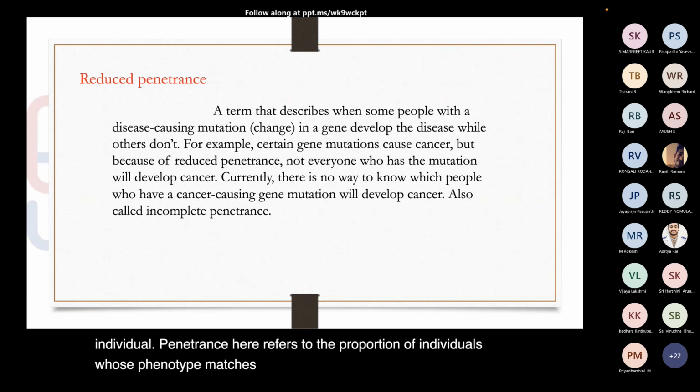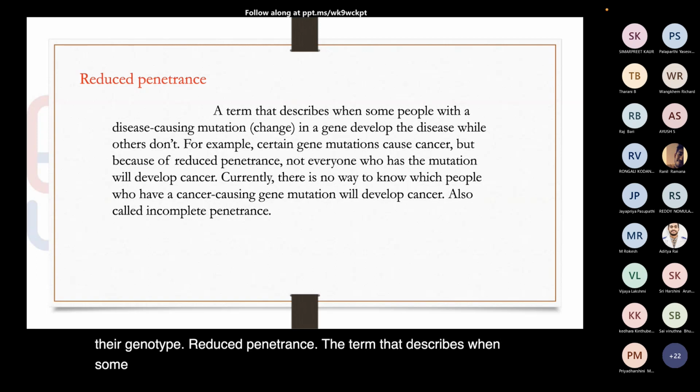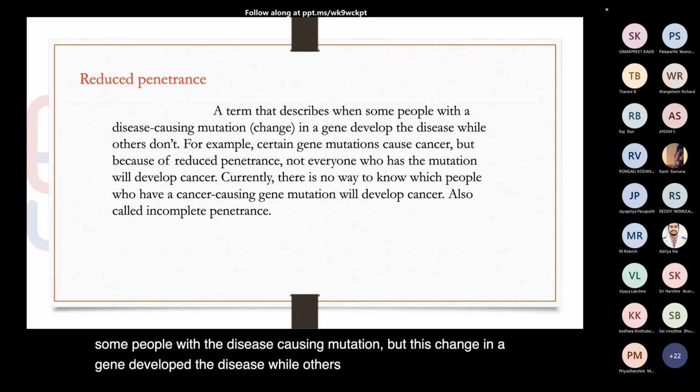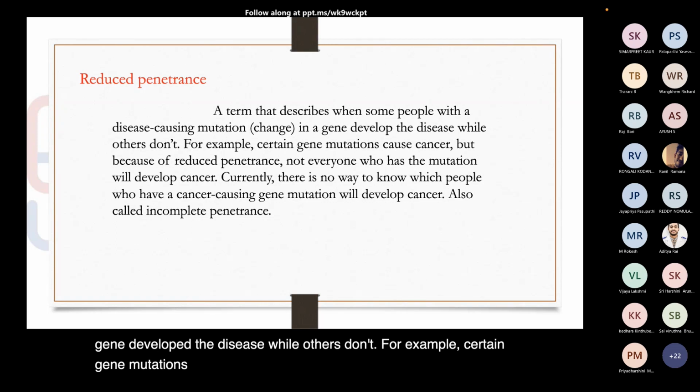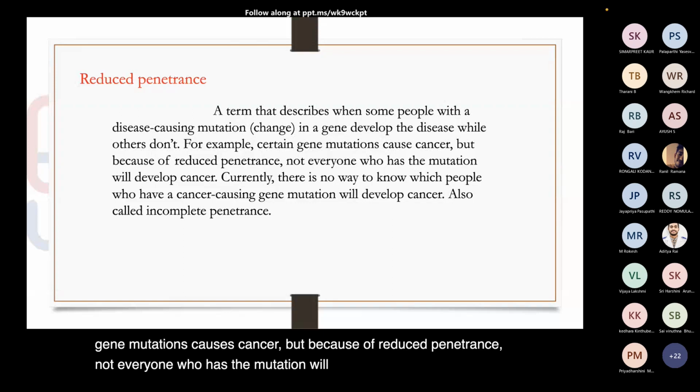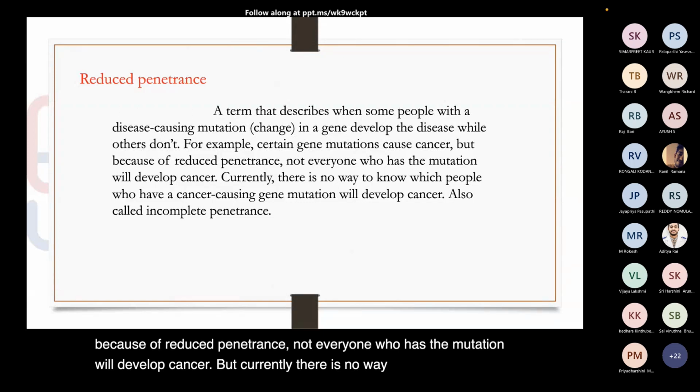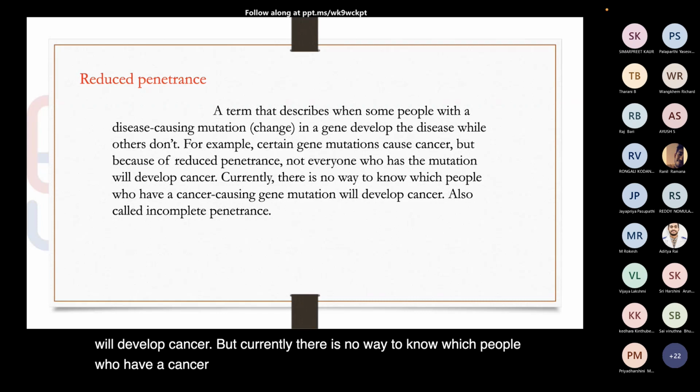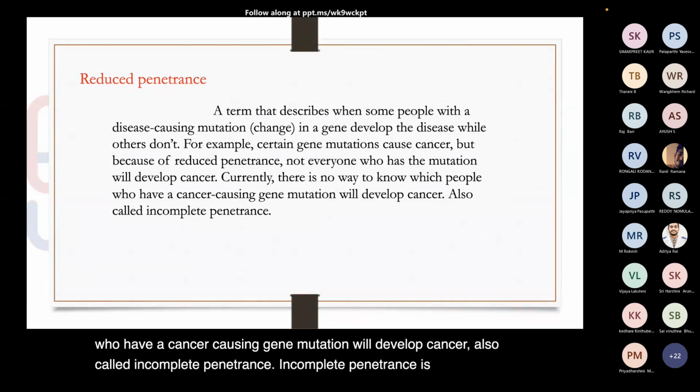Reduced penetrance is a term that describes when some people with a disease-causing mutation, that is, a change in a gene, develop the disease while others don't. For example, certain gene mutations cause cancer, but because of reduced penetrance, not everyone who has the mutation will develop cancer. But currently, there is no way to know which people who have a cancer-causing gene mutation will develop cancer. This is also called incomplete penetrance. Incomplete penetrance is used when discrete categories are defined.